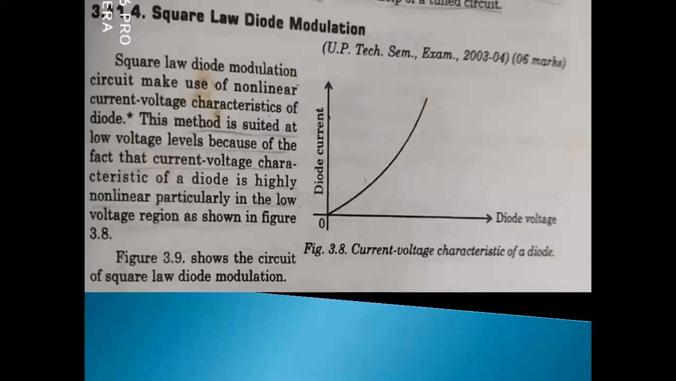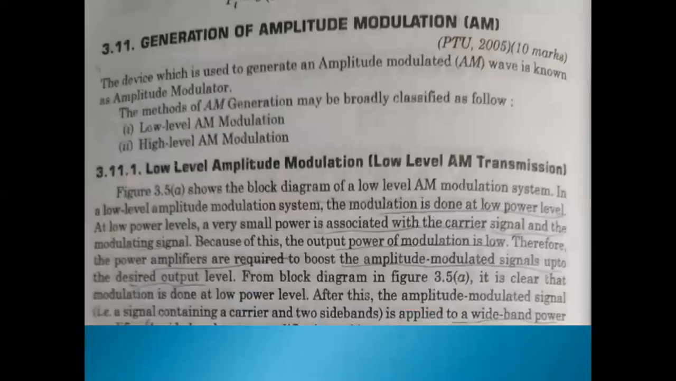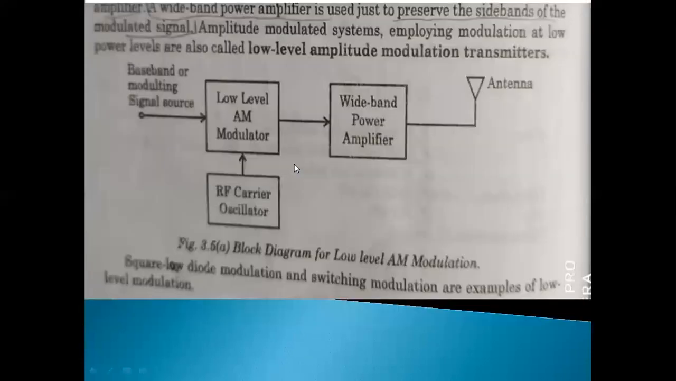Now let's go to the generation of amplitude modulation. There are two methods: one is low level modulation and the other is high level modulation. The low level modulation was already shown in the previous class. Here is the block diagram.